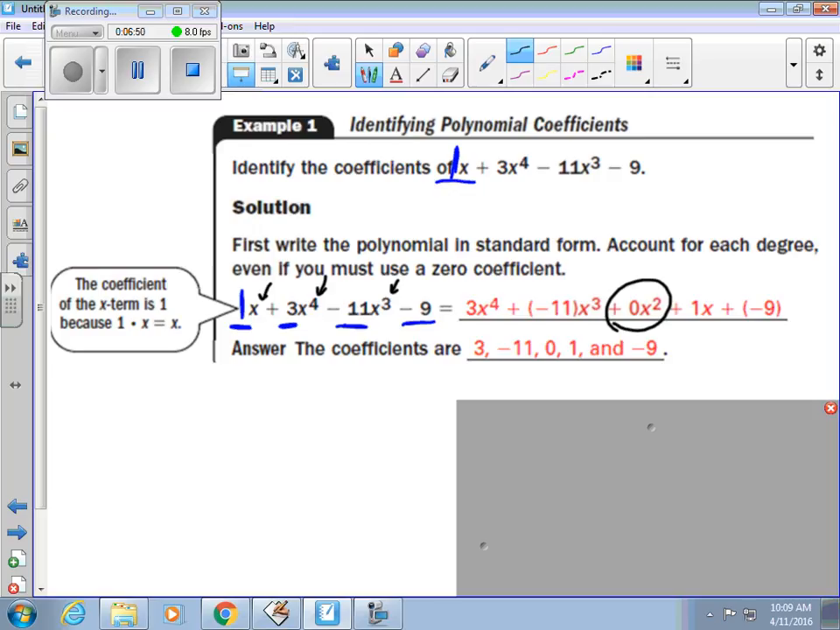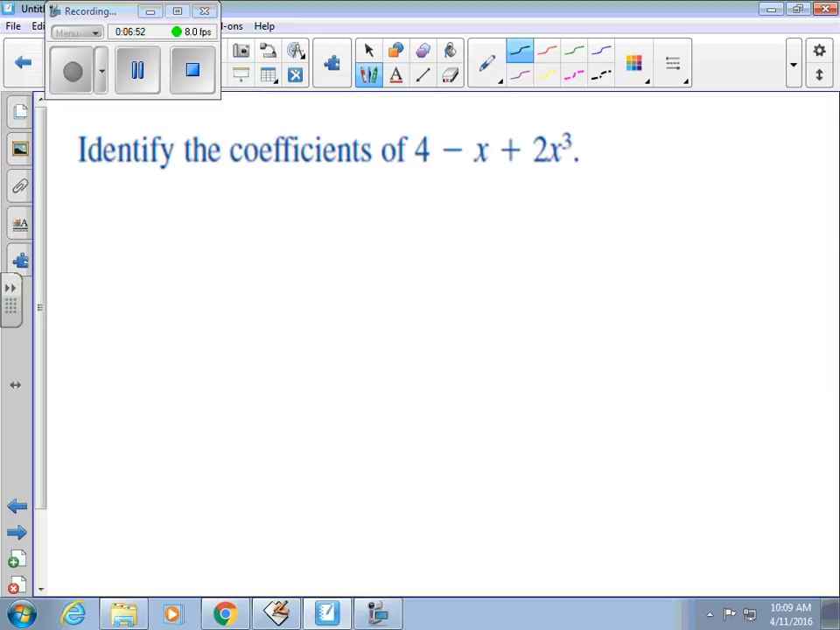On the back or on the side, identify these coefficients. Remember to include every degree. Rewrite it in standard form and include every degree. Don't skip one. Even if it's not up there, don't skip it.